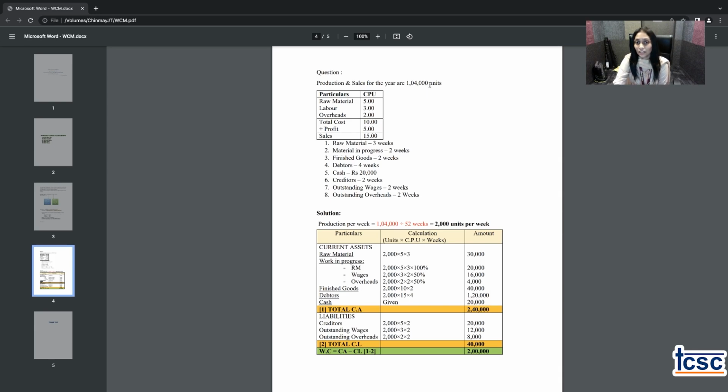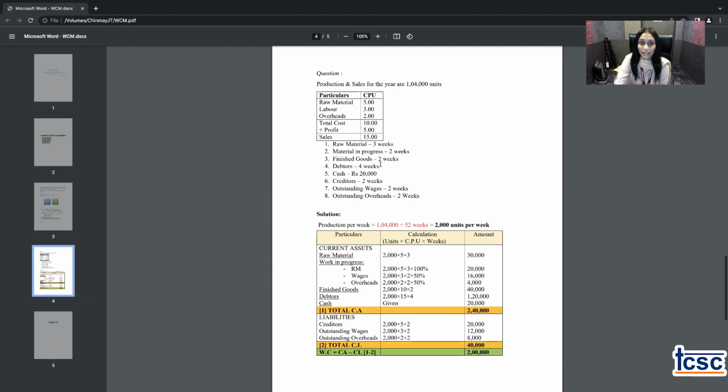Step number 1 is convert this data into weeks, that is per annum into weeks. It's very simple. Your production and sales for the year are 1,04,000 units divided by how many weeks are there in a year? Yes, it's 52 weeks. So you will divide it by 52 weeks, and thus we get the answer 2000 units per week. Now the data is quite comparable. You know that the requirement is 2000 units per week and the entire data in the question is in weeks. Now we can move towards the solution and we will be able to solve this sum.